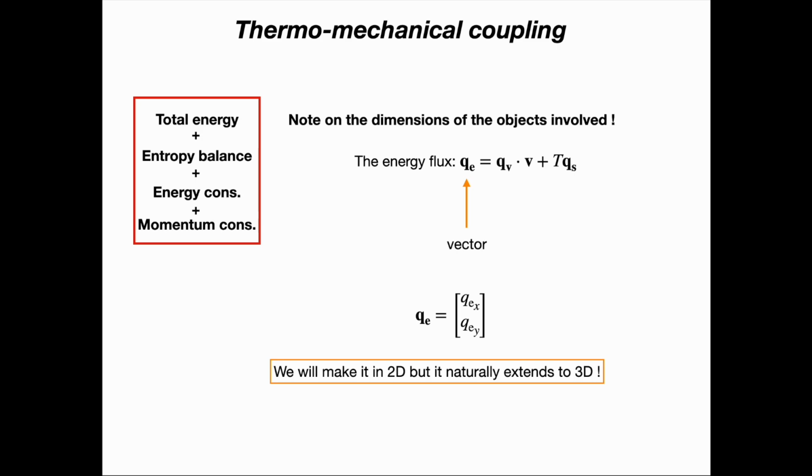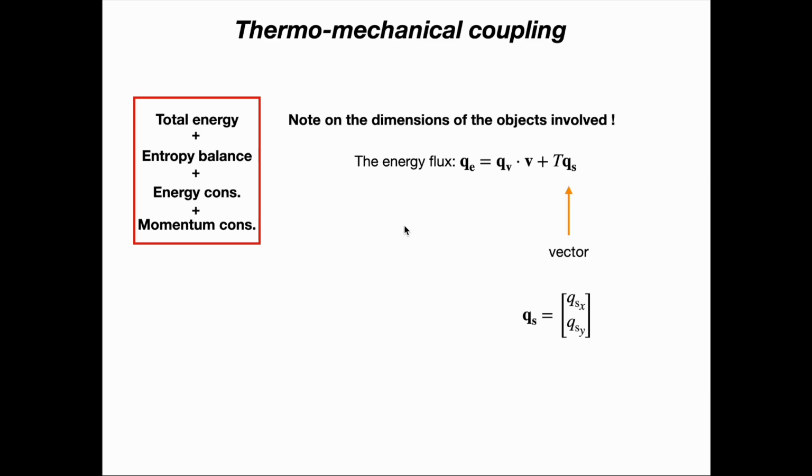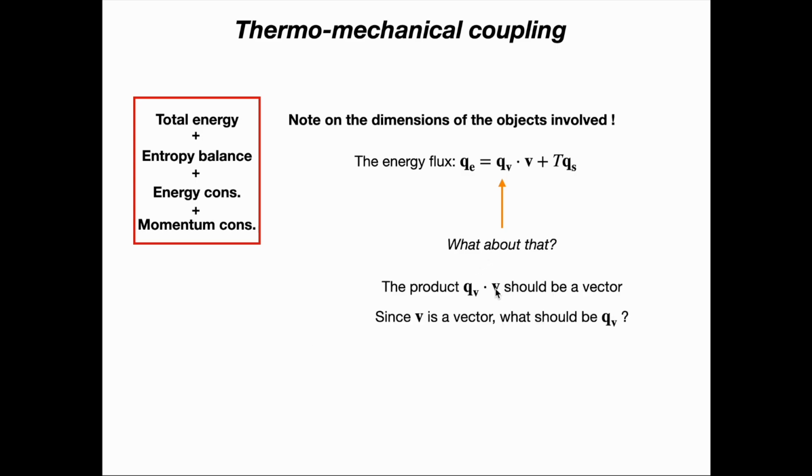Now, let's look again at these different objects that we have in this equation. The energy flux, you should remember that this is a vector, so it has several components. Here we do it in 2D, but it's working also in 3D, don't worry. So let's spell out QE, it's a vector, it has an X component and a Y component. Now here, TQS should also be a vector. So QS is a vector, T is a scalar, so TQS remains a vector. Now here we have V. V is the velocity vector, so obviously it's a vector. And now, what about QV? So let's think a bit. QVV should also be a vector.